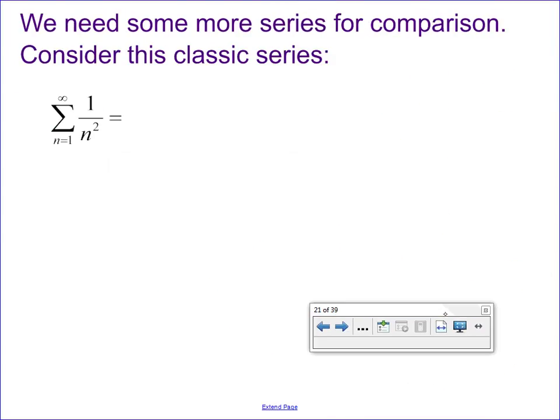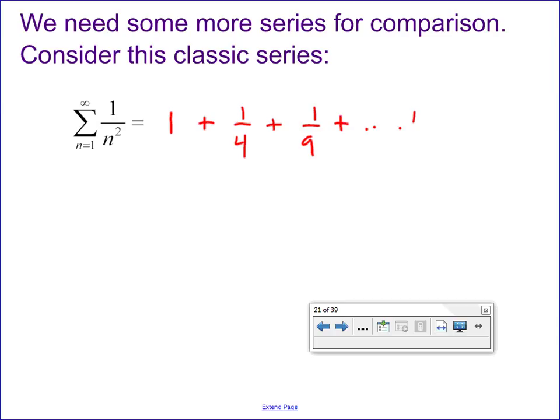But we need some more series for comparison. So I want you to consider this classic series. That is the sum from 1 to infinity of 1 over n squared. Right? And so let's go ahead and consider the first few terms as if we expanded. So let's consider the sum from 1 to infinity of 1 over n squared. When n equals 1, my first term would be 1, plus, increment my counter by 1, 1 over 2 squared is 1 fourth, plus, increment my counter, 1 over 3 squared is 1 ninth, plus, plus generalized term. So the sum of the reciprocal squares. This is a classic series.